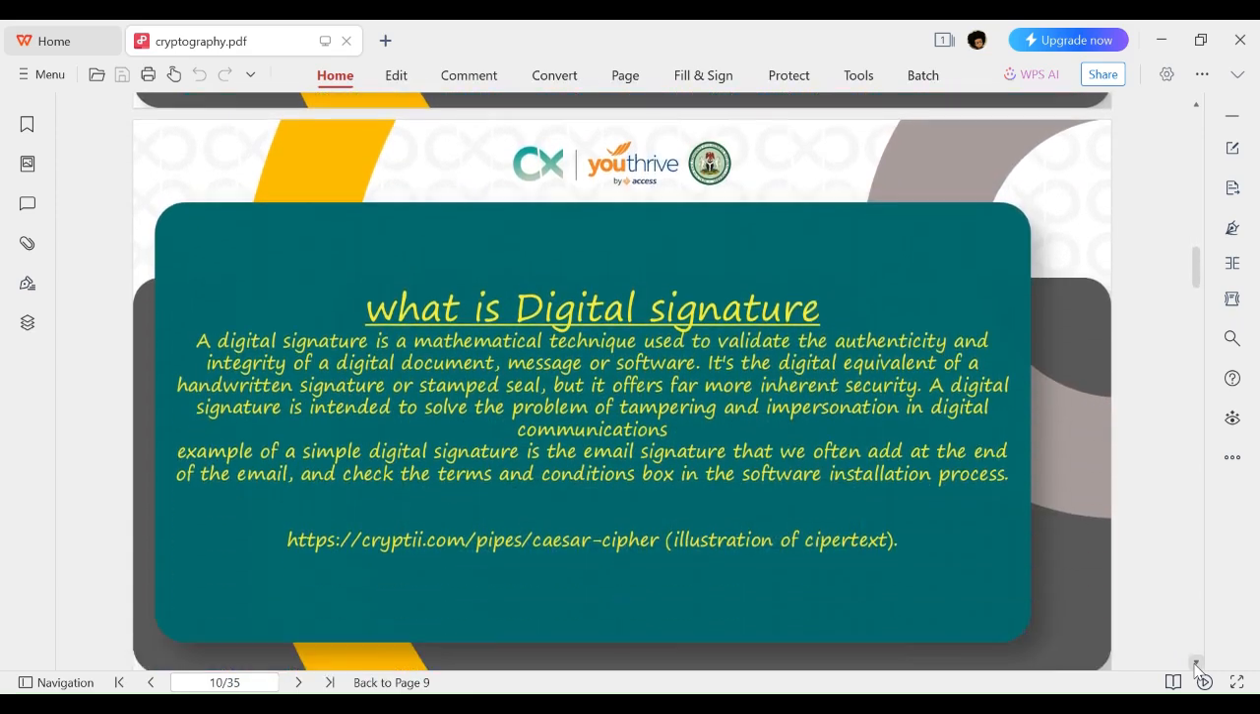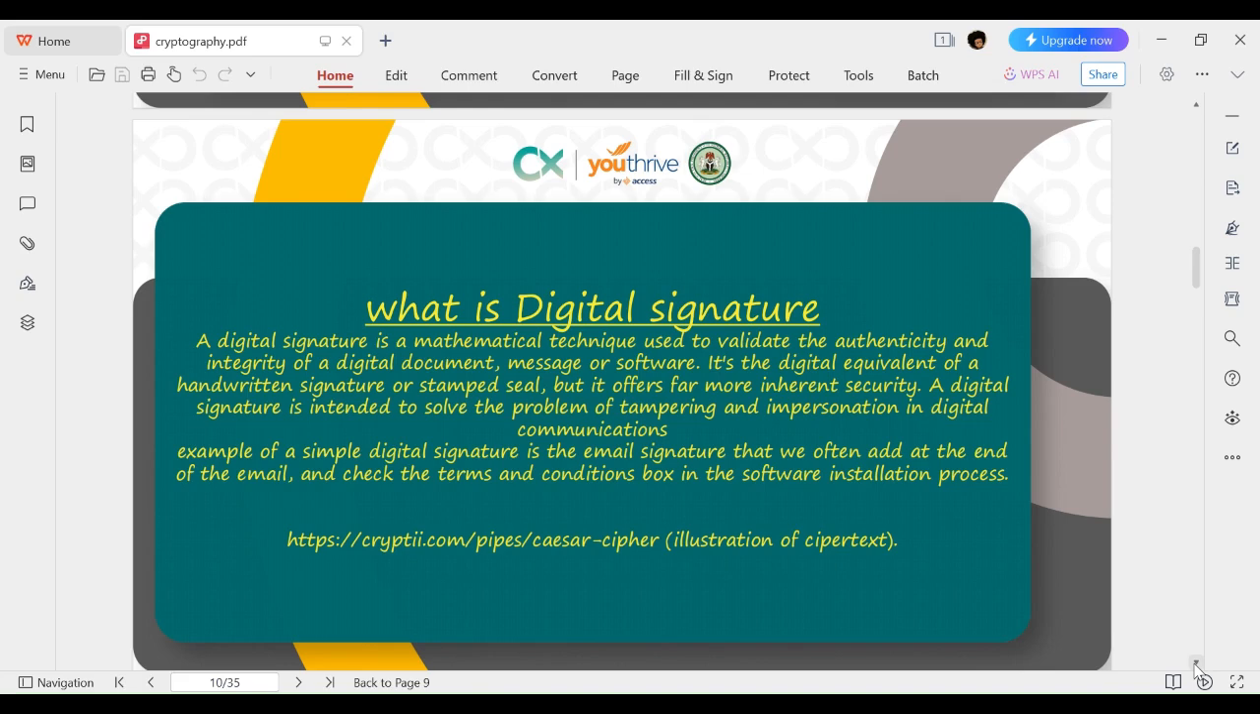So what is a digital signature? A digital signature is a mathematical technique used to validate the authenticity and integrity of a digital document, message, or software. It is the digital equivalent of a handwritten signature or stamp seal, but it offers far more inherent security. A digital signature is intended to solve the problem of tampering and impersonation in digital communication.